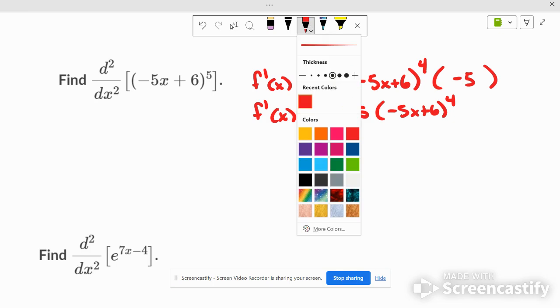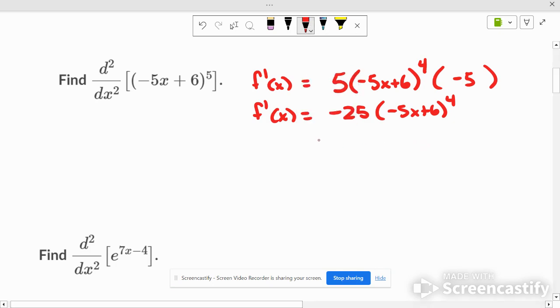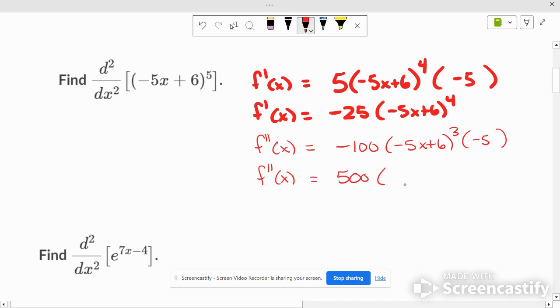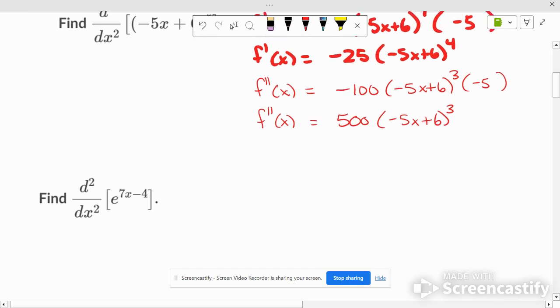Let me get a little bit skinnier pen here. Let's go like there. All right. Second derivative. Chain rule again. Negative 100 times negative 5x plus 6 to the third power times negative 5. So the final answer of the second derivative is 500 times negative 5x plus 6 to the third power. That wasn't so bad, was it?